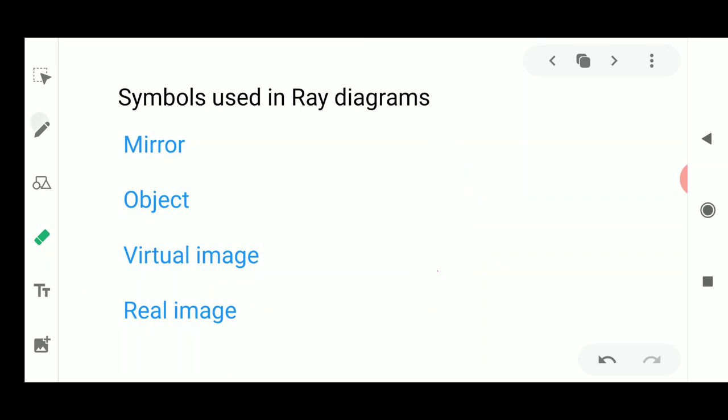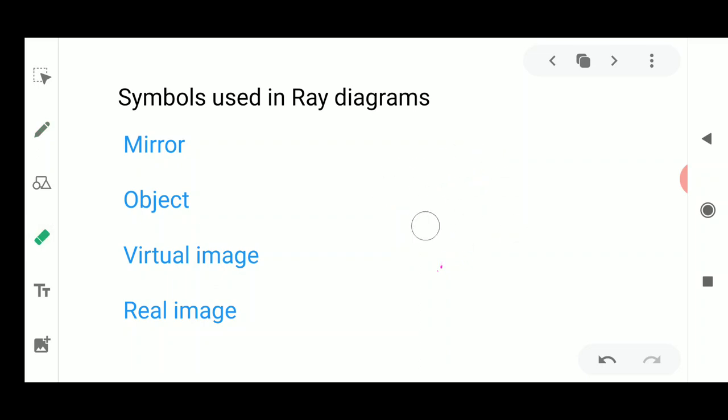Next is the object, that is how the object is shown in the ray diagram. The object will be shown with the help of an arrow like this, and the arrowhead shows that the object is always upright. If you name it A and B, this shows the object placed at various positions, like pole, focus, or in between the center of curvature and focus. So many places are there. I'll discuss these places, and how the images are formed, in the next slides. Now how are these images going to be represented?